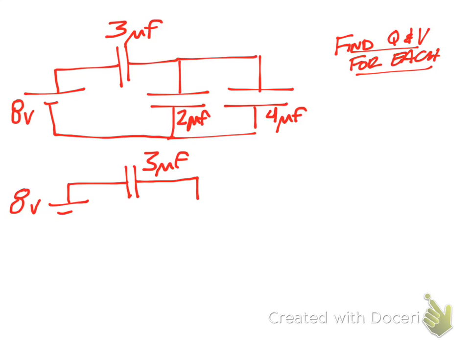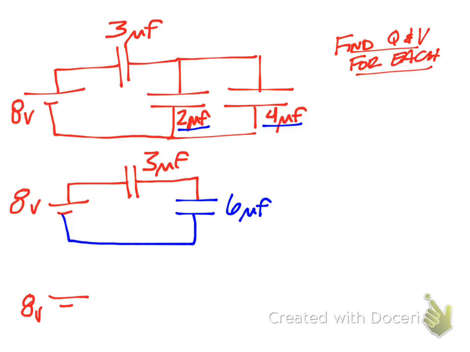And then we're going to put those two together as one capacitor. Now, since those guys are both in parallel, we just add them together, and we've got 6 microfarads, which is great. So then we're going to combine the rest of it. So we got an 8-volt battery, and we're just going to say that we have 1 capacitor on there.